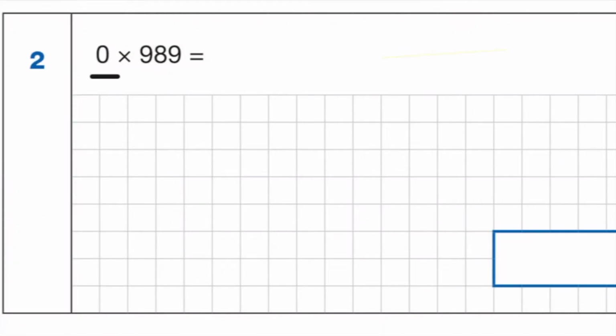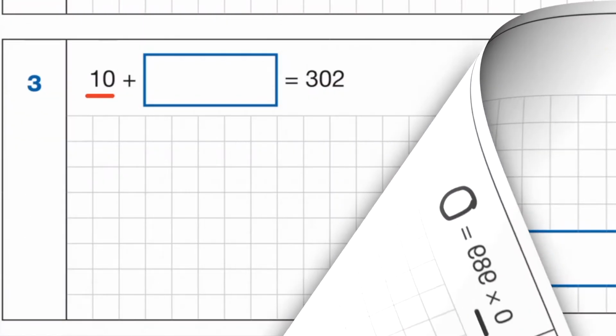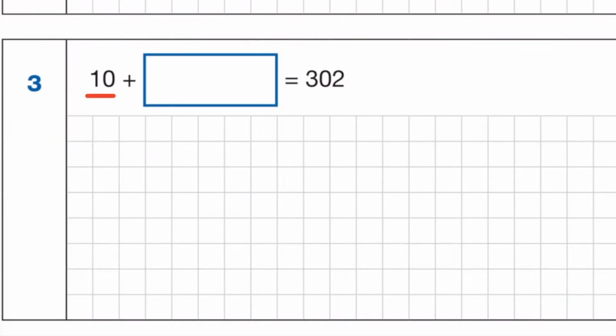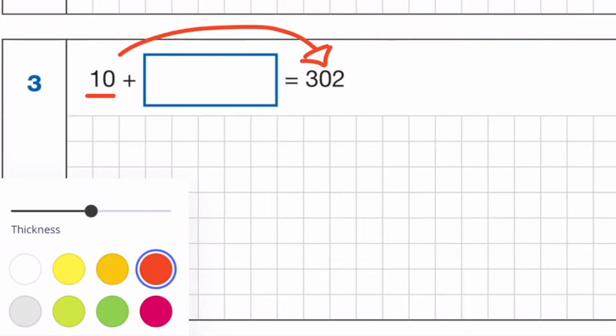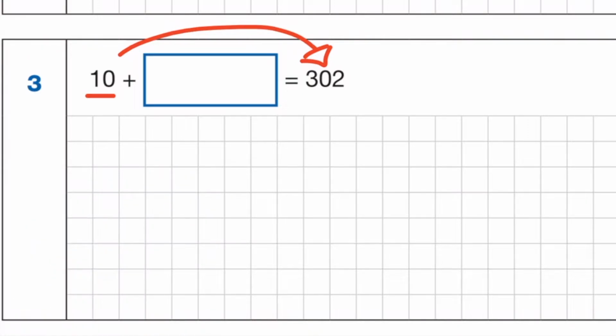With question 2, there's only one rule to remember, and that is anything multiplied by 0 will always give you 0. Question 3 wants us to work out the missing number. 10 plus something would give us 302, so what we do is 302 minus 10 would give us that missing number. So we write 302 directly underneath it, just like question 1, we write 10.